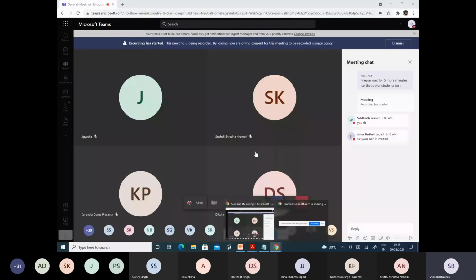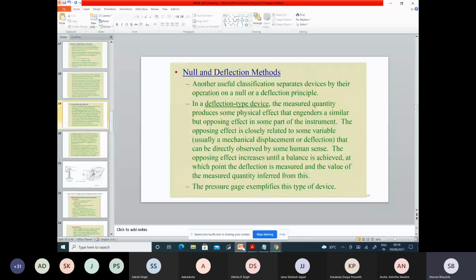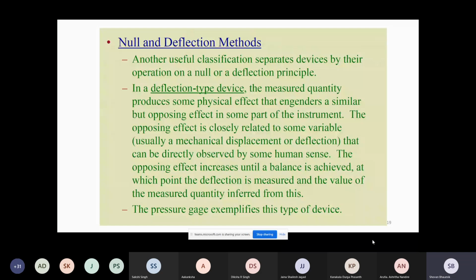So, what I am saying is that there are two methods, the null method and the deflection method. In the null method, there is no deflection, or the pointer is at the zero point when there is no deflection. In the deflection method, we see the deflection. So, for example, let me give an example of the null method.